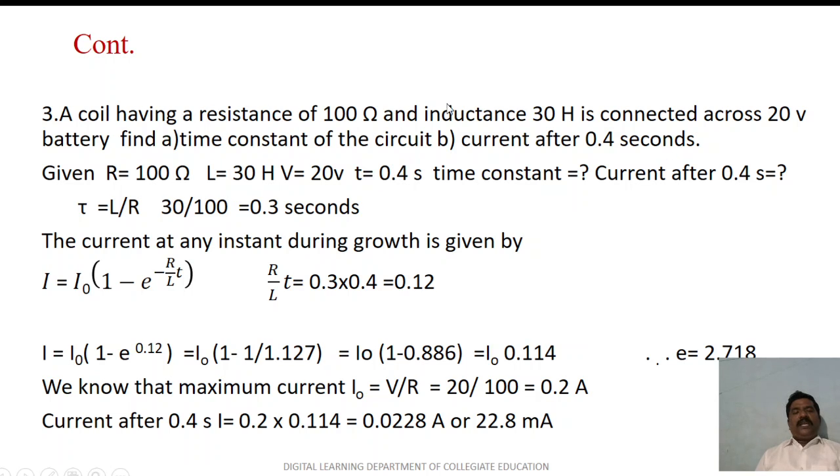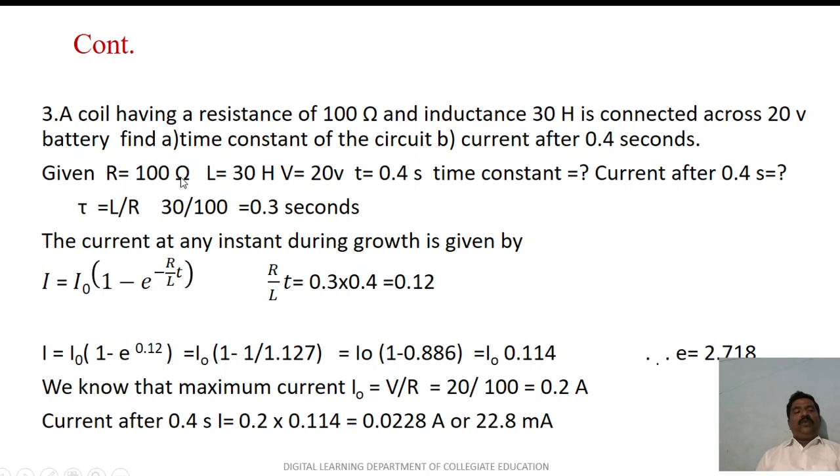When looking at the problem, we have a resistance of 100 ohms and an inductance of 30 Henry. It is connected in series. So once it is series, you want to calculate the growth in the inductance. In that case, first thing I want to calculate is the time constant of the circuit, and (b) is the current after 0.4 seconds.